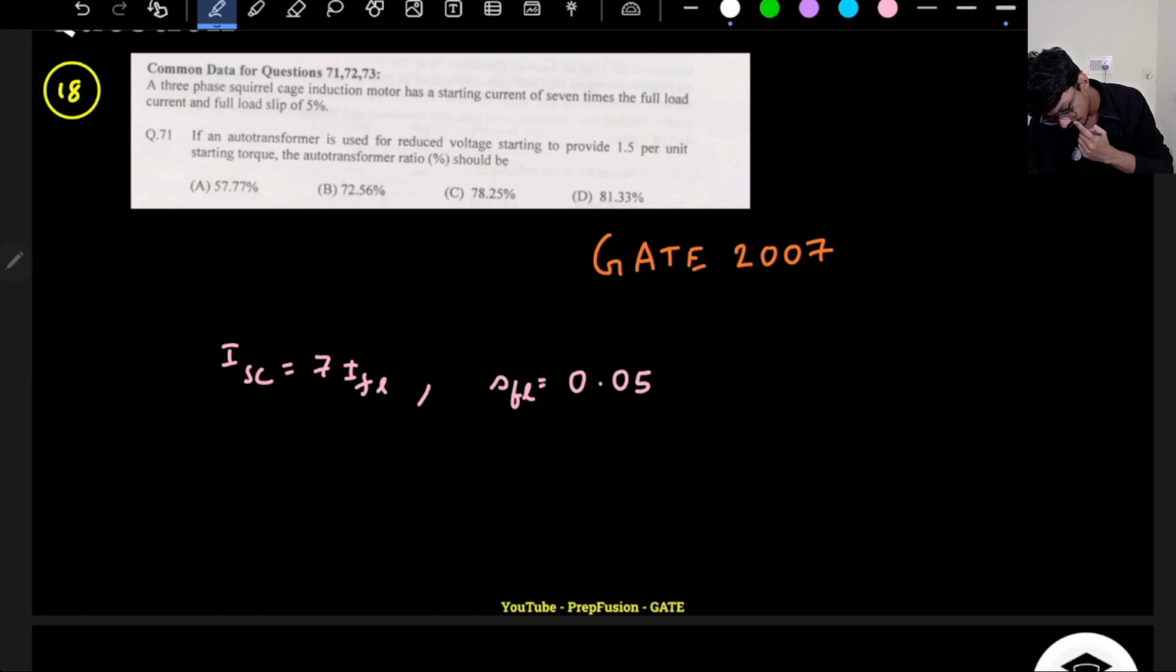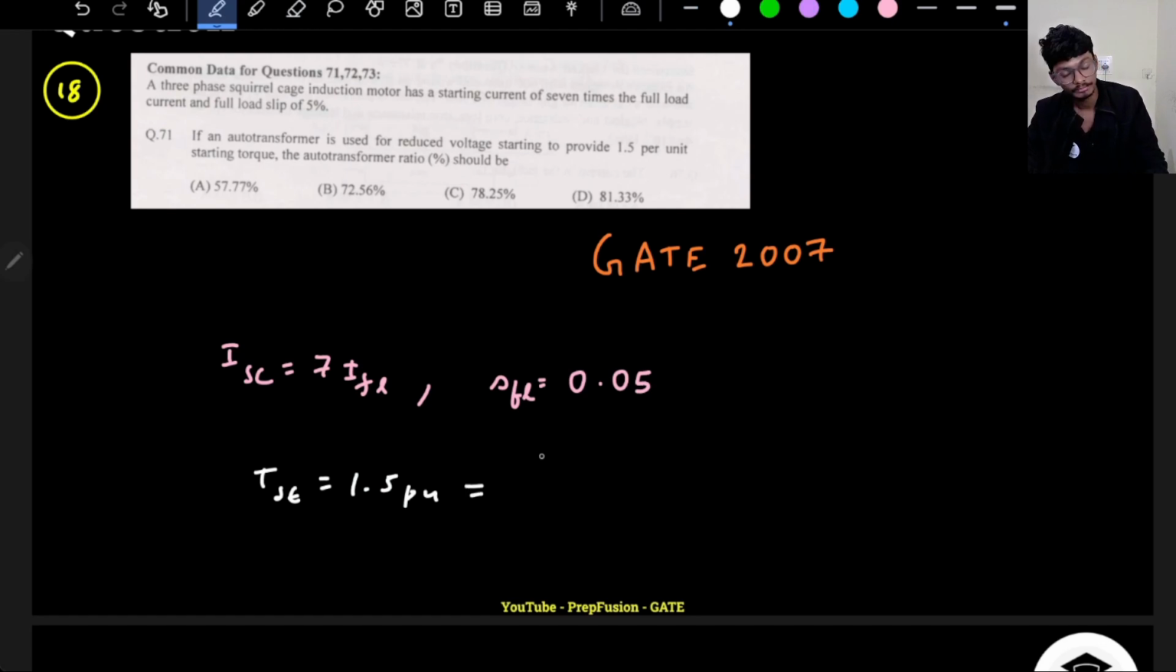What are they telling me? If the auto transformer is used to reduce the voltage to provide 1.5 per unit starting torque. So basically my starting torque compared to the normal condition will be 1.5. Okay, so basically starting torque is 1.5 pu. Do you understand what it means? It basically means that starting torque is 1.5 pu.